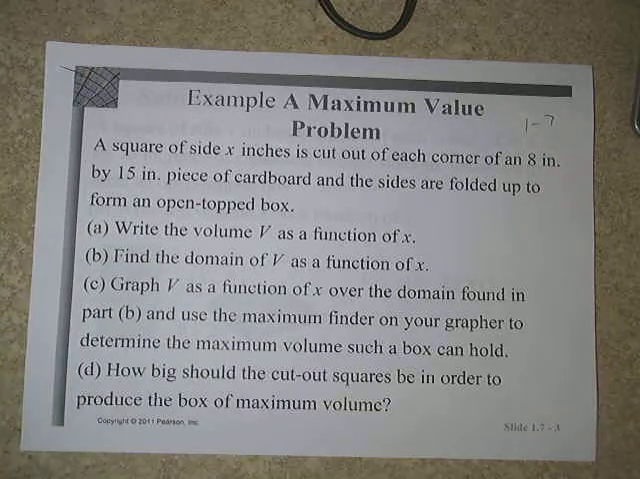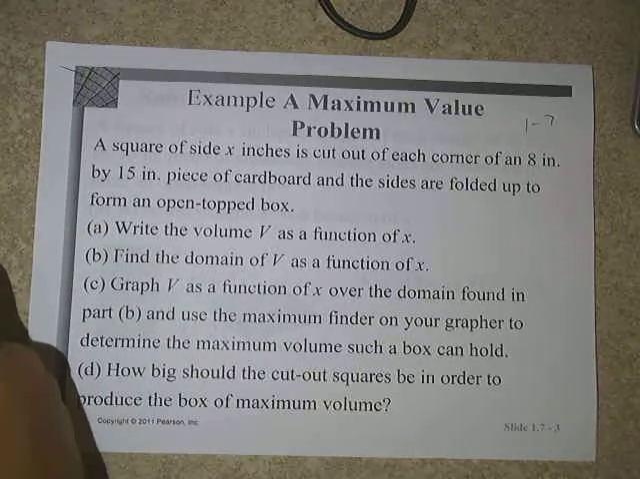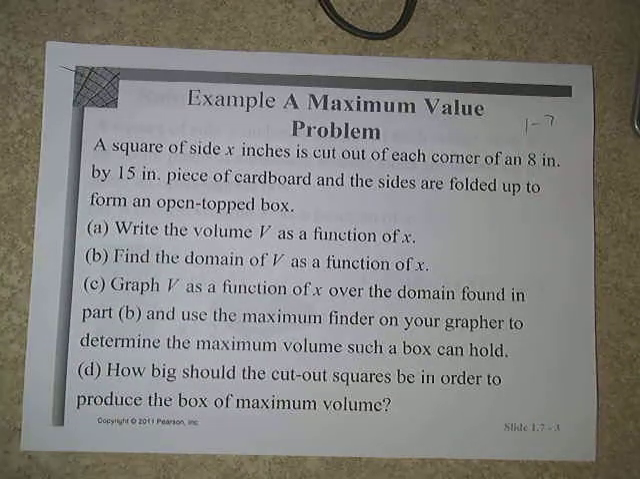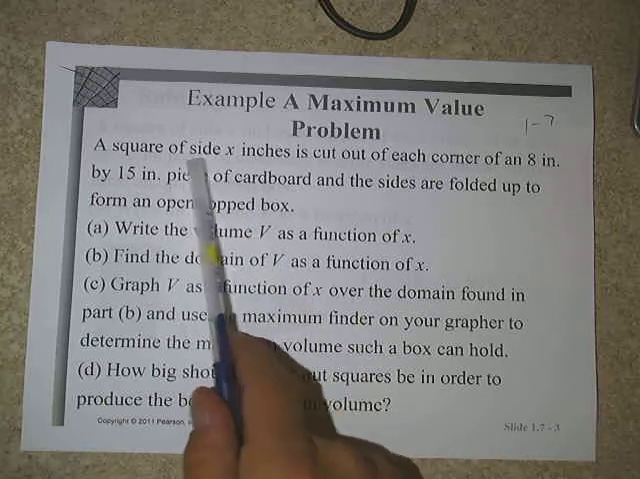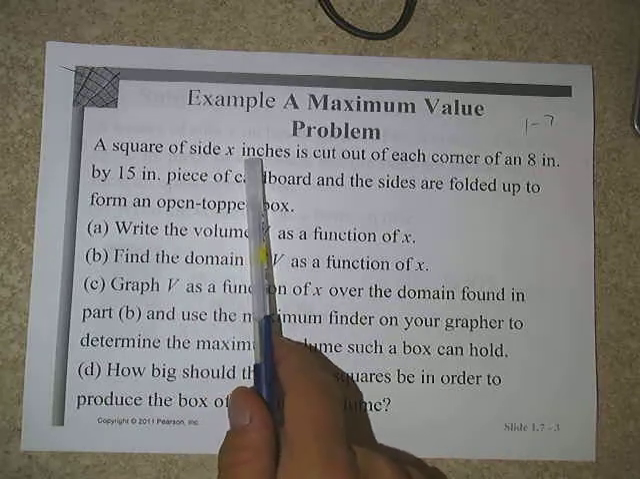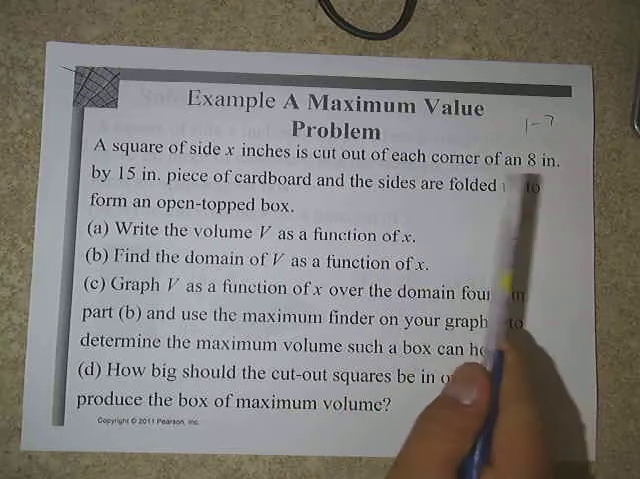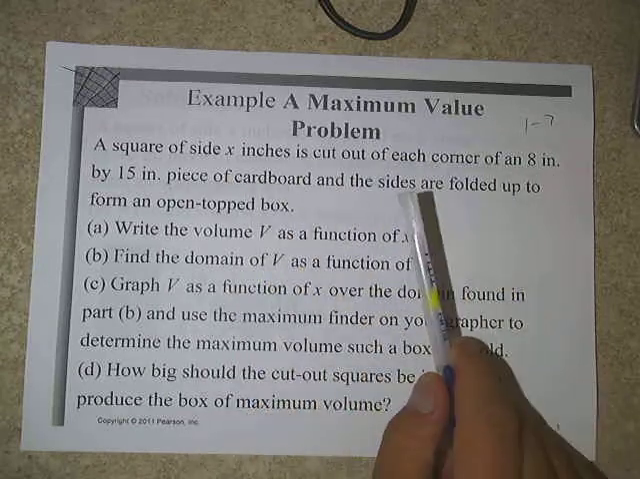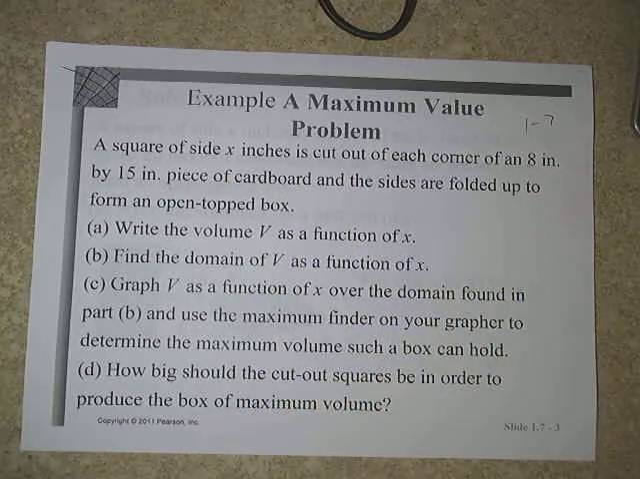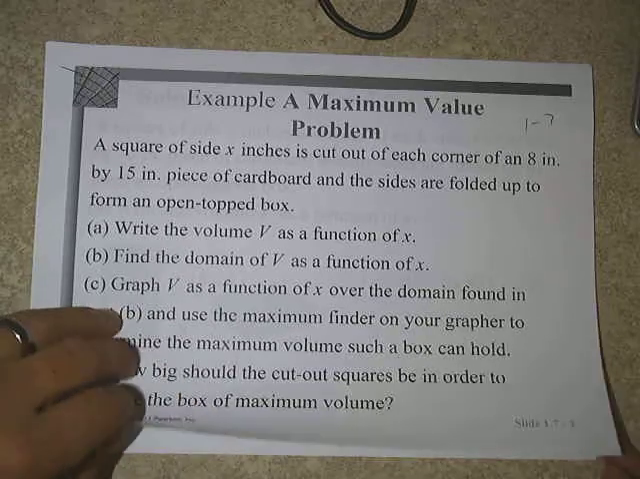We have lots of formulas, especially in geometry. When we dealt with shapes, there were lots of formulas for area and volume and surface area and so on. So what we're going to look at is a few examples of problems that are going to come from formulas that we know. In this case, what it boils down to is we have a square. It's got side x inches. It's cut off from a corner of an 8 by 15 piece of cardboard, and the sides are folded up to form an open top box.